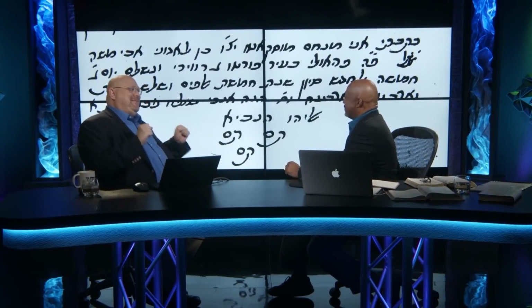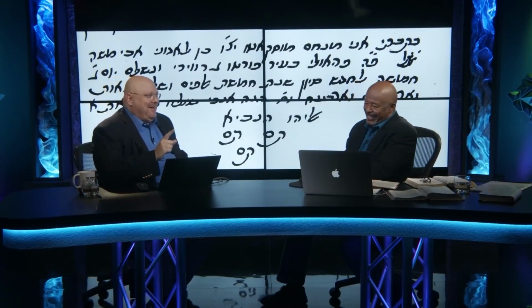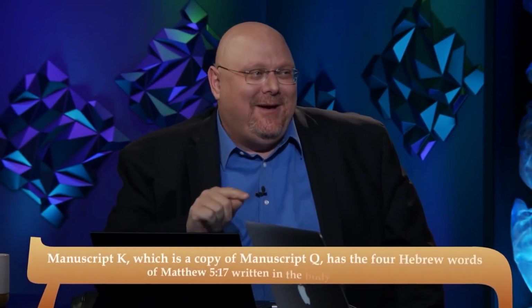And here's where it gets really exciting, Keith. So in Q, those 4 words are written above the line. Right. In K, which is a copy of Q, to the point where it even has the same colophon, those 4 words are in the body of the text.